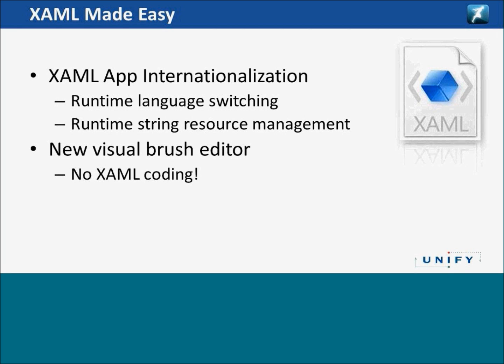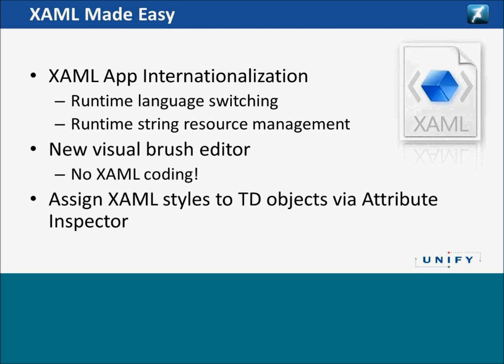We have a new XAML brush editor, which allows you to change the design of objects with no XAML coding at all. And you can assign XAML styles to TD objects via Attribute Inspector. For example, if you want to use the sample that we demonstrated at last year's DEF CON, where we turned a progress bar into a thermometer, you could simply use that XAML and the style definition and just apply that in Attribute Inspector without going into more details and editing the app.xaml file. That's not necessary anymore.